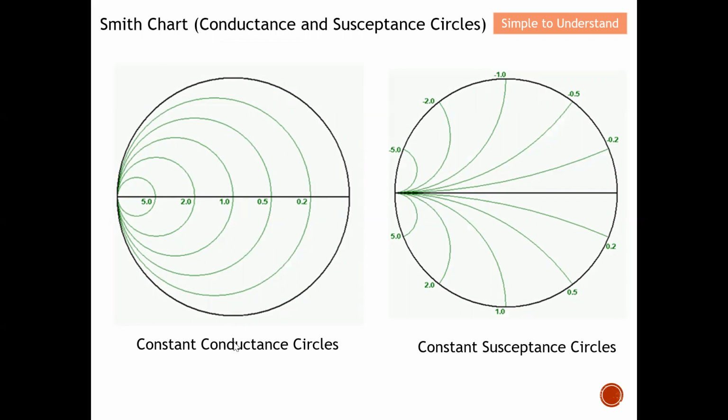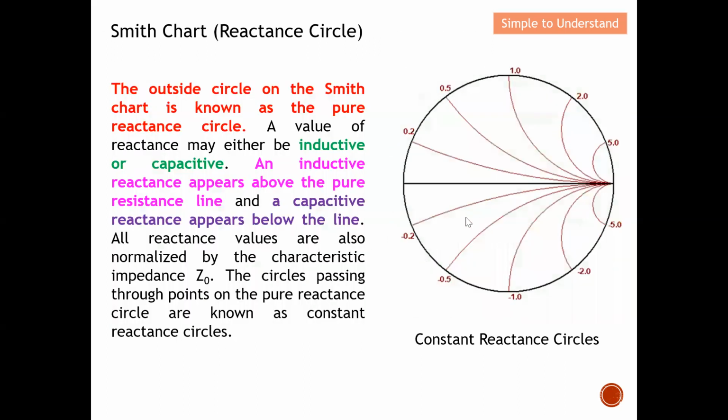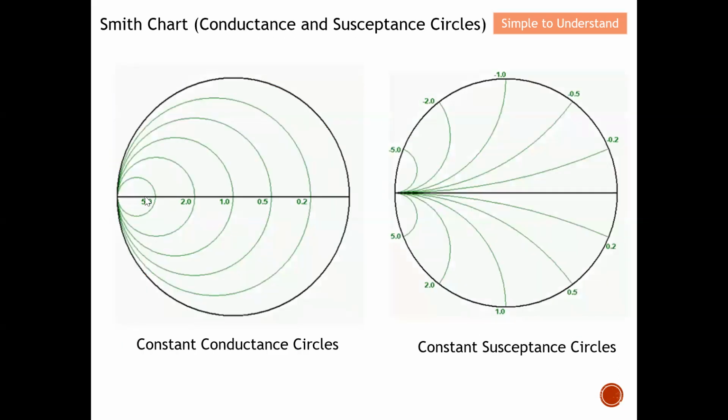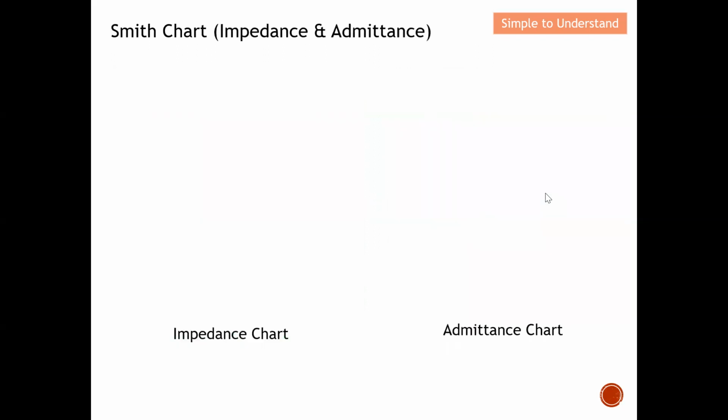For example, with this conductance circle, earlier on you can see that they start to populate on the right and then move all the way to the left. But over here, they start at the left and populate onto the right. So over here is slightly different compared to the impedance chart. Same for the susceptance circles over here.